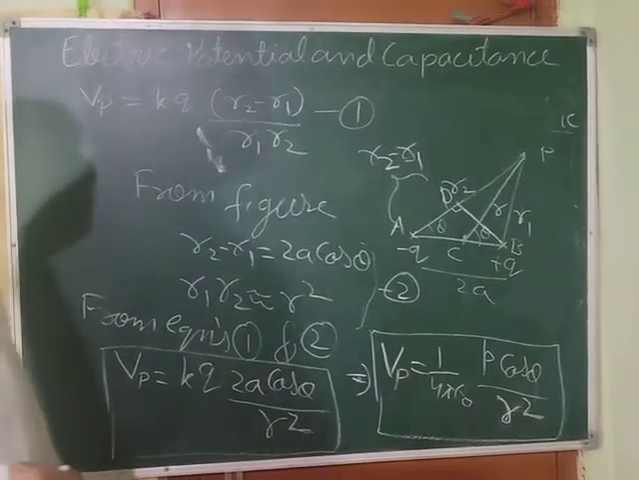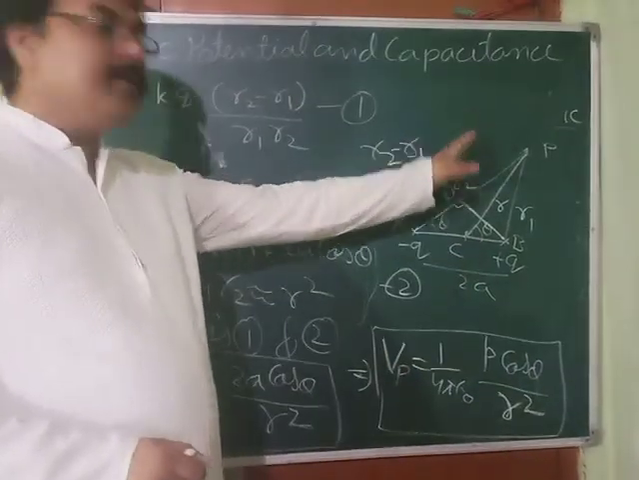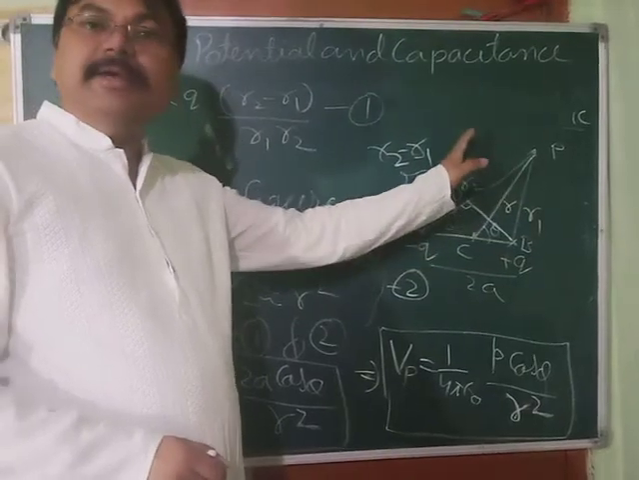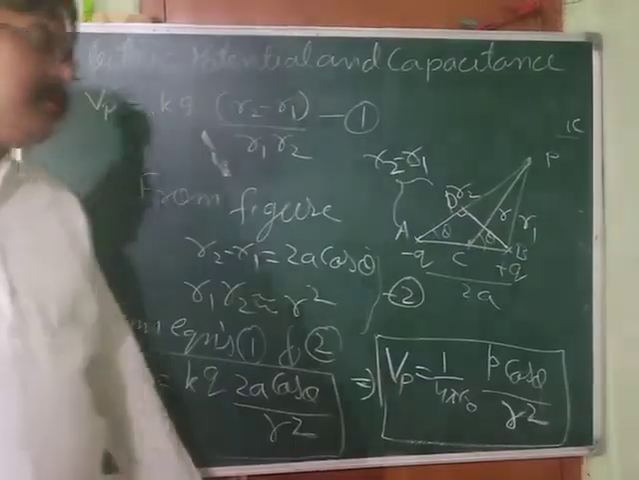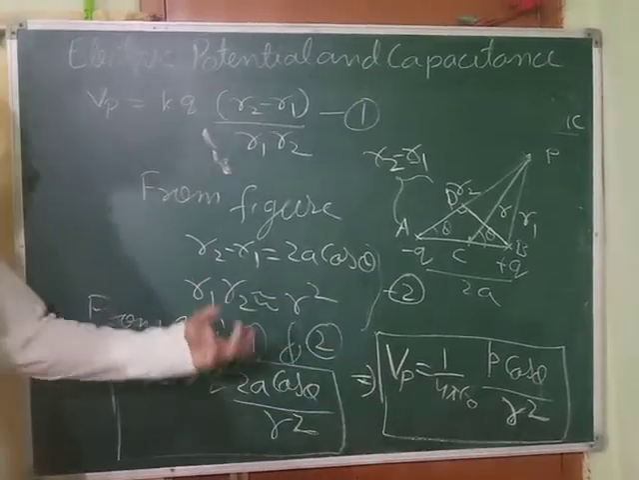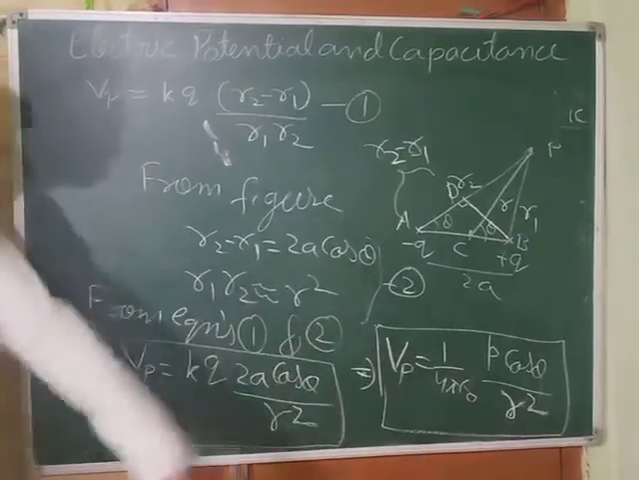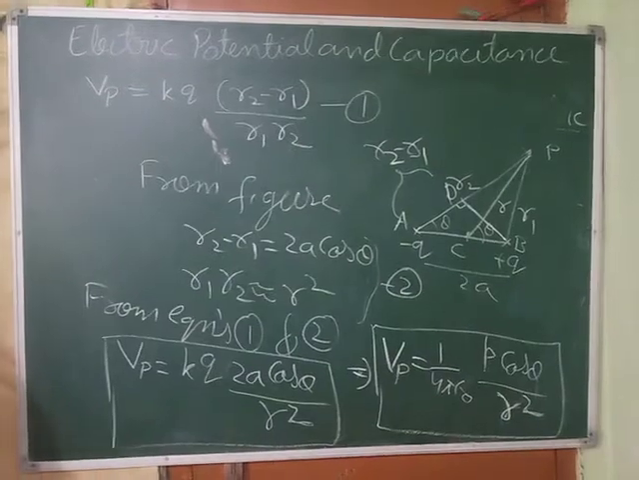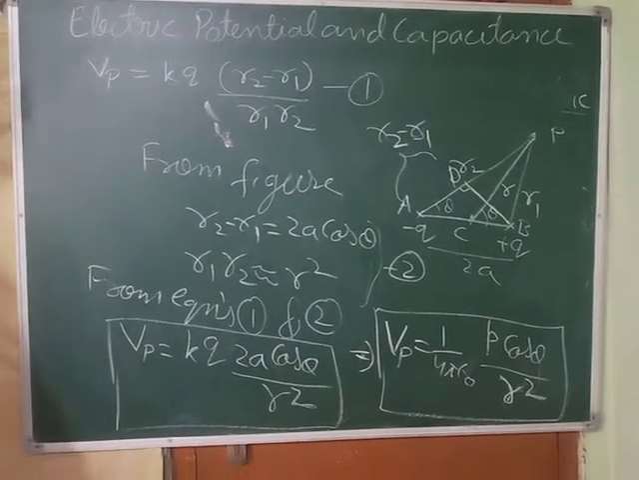Now let's suppose you want to find out for equatorial. For equatorial, this angle will become 90 degree. Put 90 there. Cos 90 is how much? 0. 0 into something is 0. So the potential is 0 at the equatorial point. And this way you can find it for any angle. That's why we have derived this.